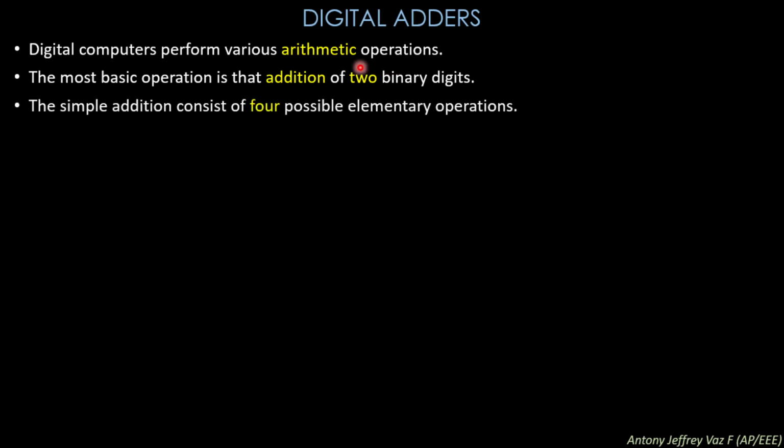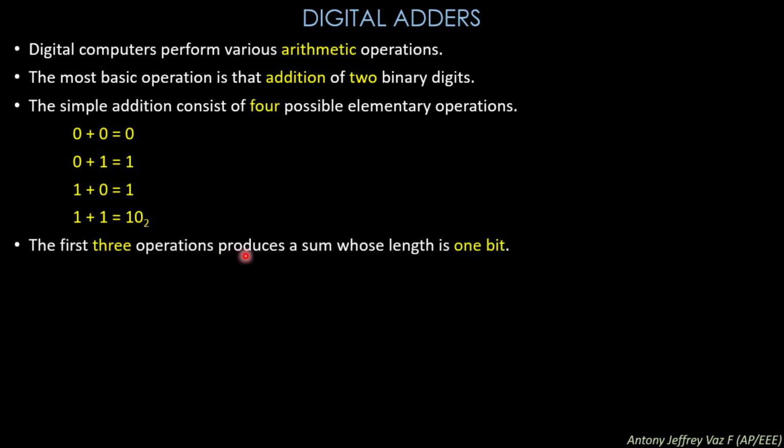The simple addition consists of four possible elementary operations. So the four possible elementary operations are: you can add the two inputs. These two are the inputs and the output is this one. The two inputs may change with respect to the nature. So it may be 0 0, and when added it gives out 0. When 0 plus 1 is added it gives out 1, and 1 plus 0 added gives out 1. If 1 plus 1 is added, it gives out 1 0, which represents that it has a carry out.